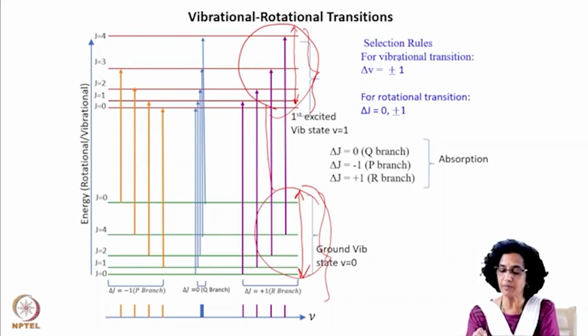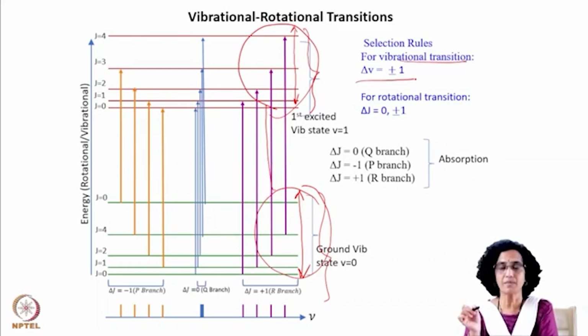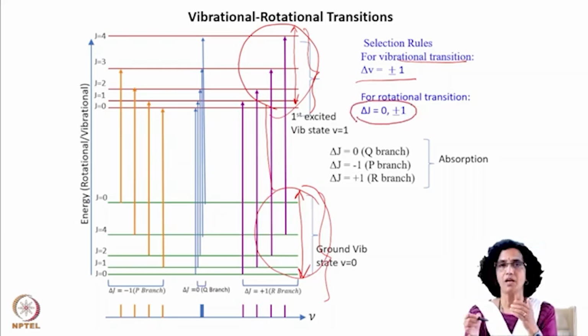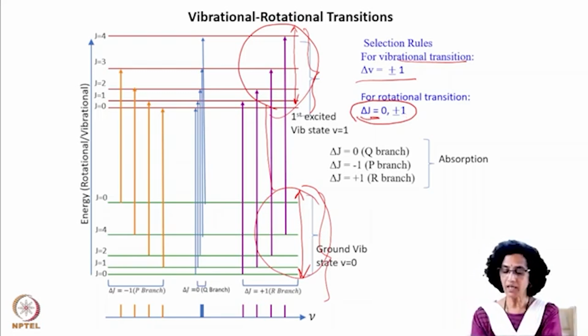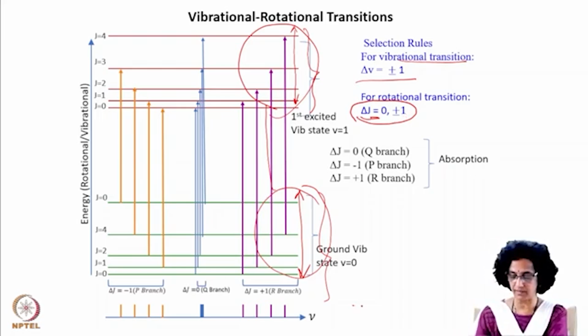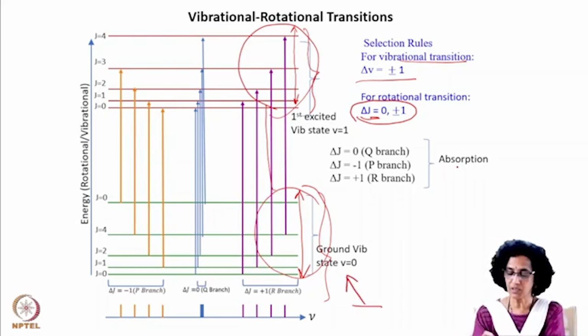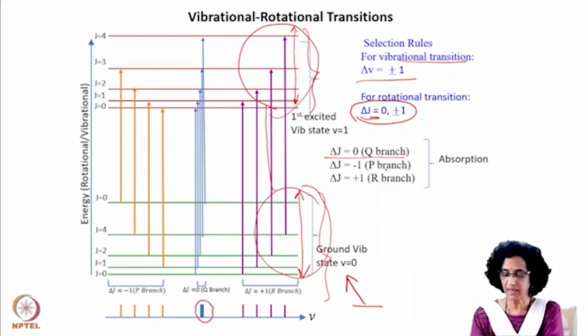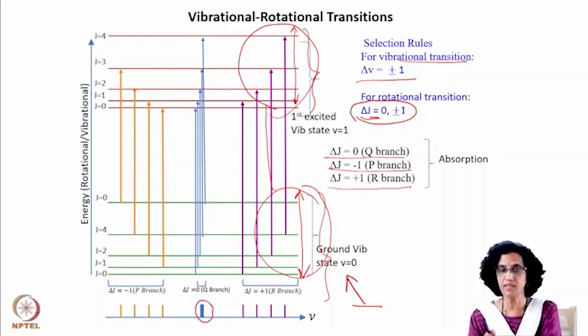The selection rule for vibrational transition is delta V is plus minus 1. That is, it can change by 1 quantum. And for rotational transition, the rotational quantum number can change by 0 or plus minus 1. That means there can be no change in delta J, or there can be a plus 1 or minus 1. And for absorption, which is shown here in this slide, delta J equal to 0 for Q branch. That is, as we have seen, it has a very small frequency width. Delta J is minus 1 for P branch, and delta J is equal to plus 1 for R branch.